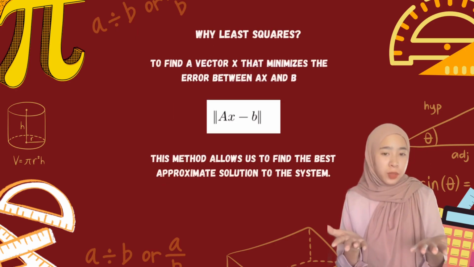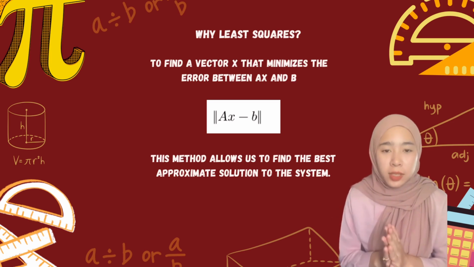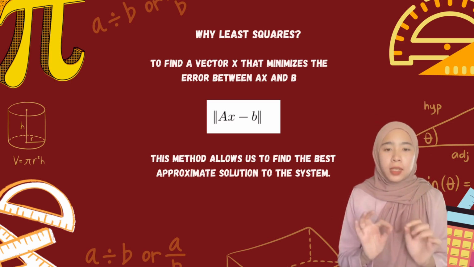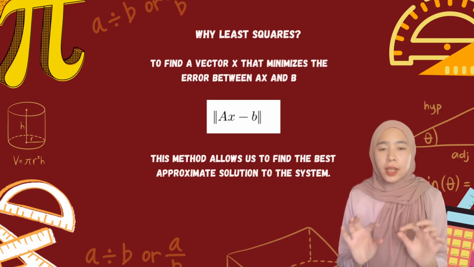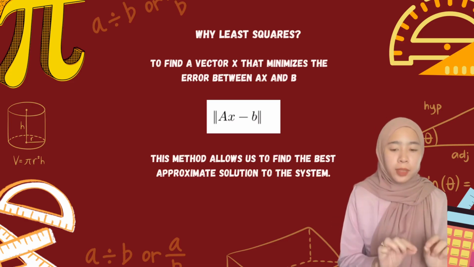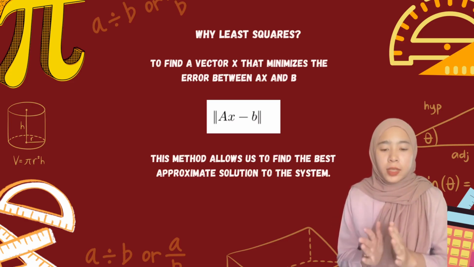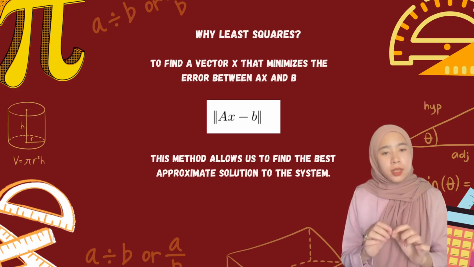Why the least square method? Since an exact solution does not exist, we apply the least square method. The idea of the least square method is to find the vector x that minimizes the error between AX and B. This method allows us to find the best approximate solution of the system.